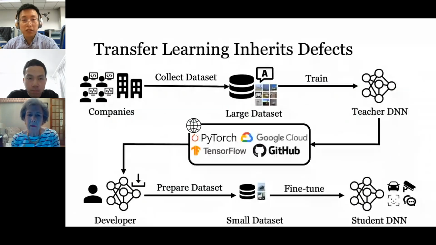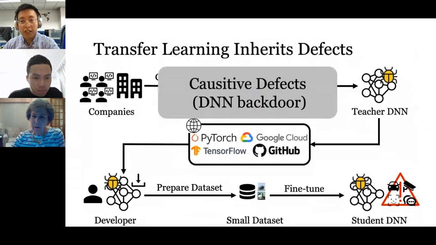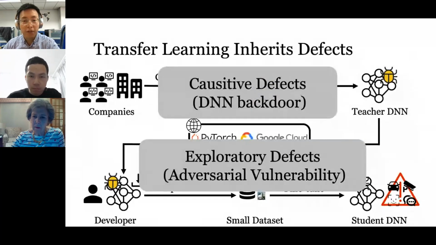Similar to traditional software reuse, transfer learning may inherit defects. The teacher may inevitably contain errors. Thus, the fine-tuned student model inherits similar defects, with 2 major types: causative defects such as DNN backdoor and exploratory defects such as adversarial vulnerability.